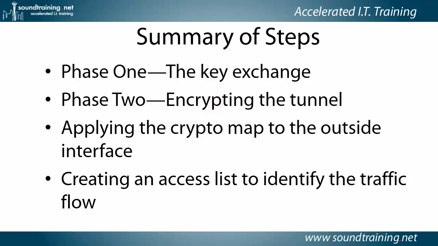Then phase 2 is setting up the IPsec tunnel. Then we apply the crypto map to the outside interface. That's where we identify our peers and the tunnel groups and so on. And then we create an access control list to identify the traffic flows. The access control lists are always inside to inside. So that is my LAN to the other router's LAN. Inside to inside for the access control lists, outside to outside for the peers.